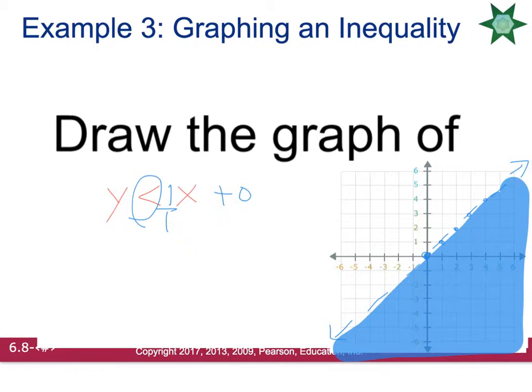If you wanted to do a test point method, for example, let's test the point 0, 2. So you'd have to let the x be the 0, and you'd have to let the y be the 2. Notice that this is saying 2 is smaller than 0. That's false. So we would not have shaded that region because we got a false statement over there.